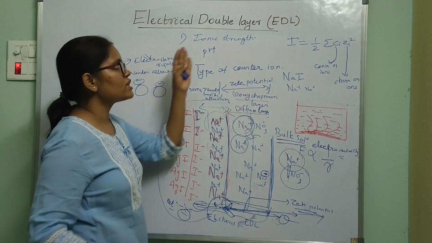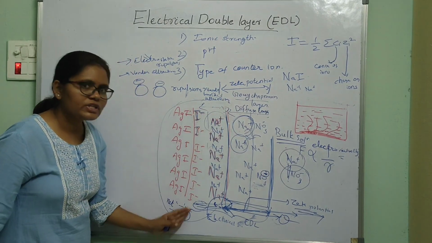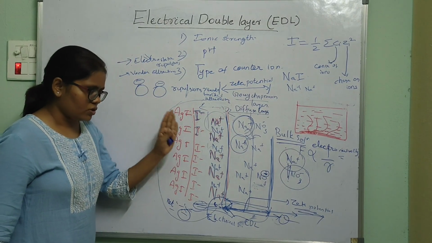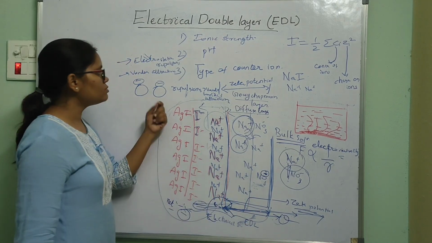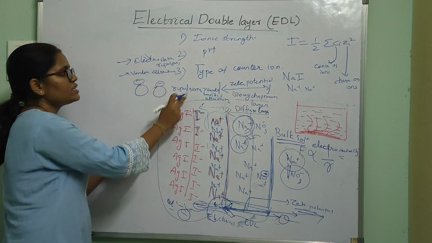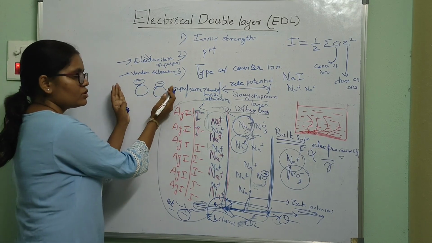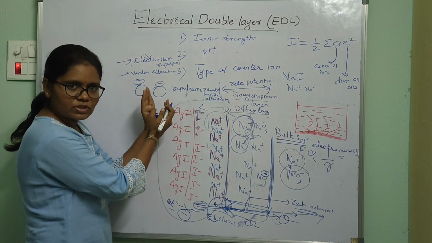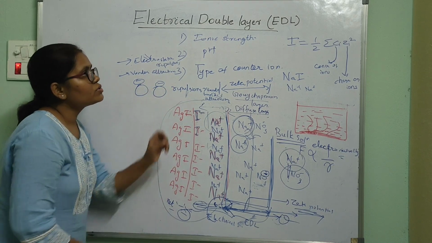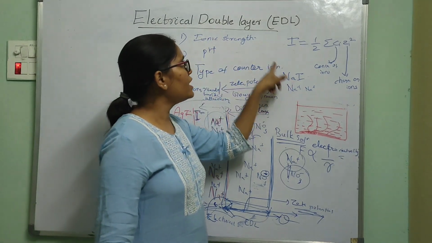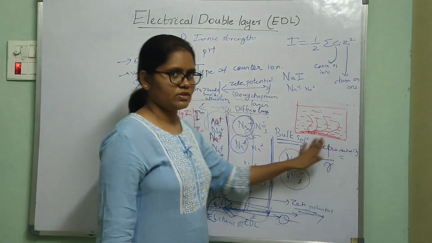But since we have used high ionic strength, there will be more counter ions that will neutralize the negative charge on the colloidal surface. As a result, the zeta potential will decrease. When the zeta potential decreases, electrostatic repulsion will decrease, and the two colloidal particles can come closer to each other. When they come closer, they start precipitating. So, if you use an electrolyte of high ionic strength, that will destabilize your colloidal solution.